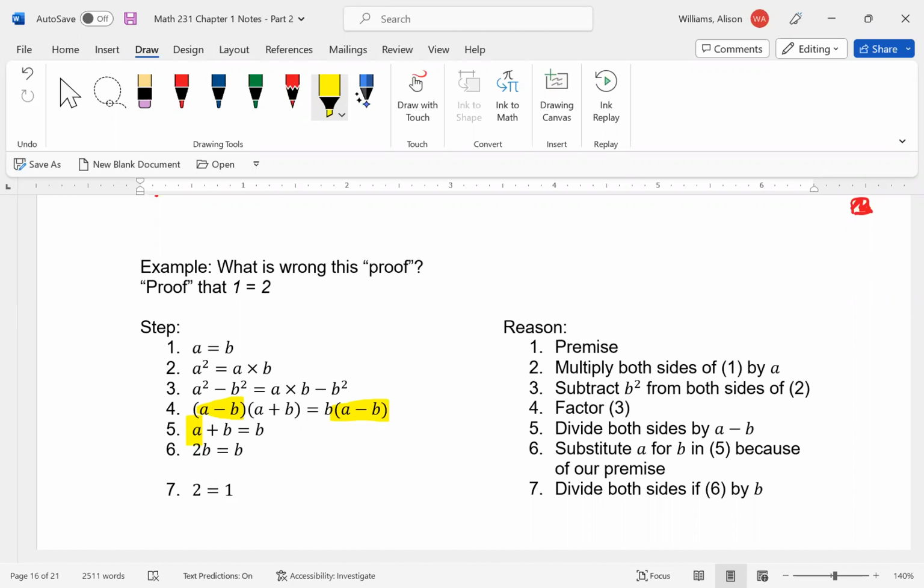Okay, but here's the problem. Here's where the proof fails. In fact, it's where I just highlighted. A minus B equals 0. Why? Our premise, the two numbers are equal. So we can't divide by 0, which means they can't do step 4 to 5. That's a false step. So we're done. That's what's wrong with the proof.